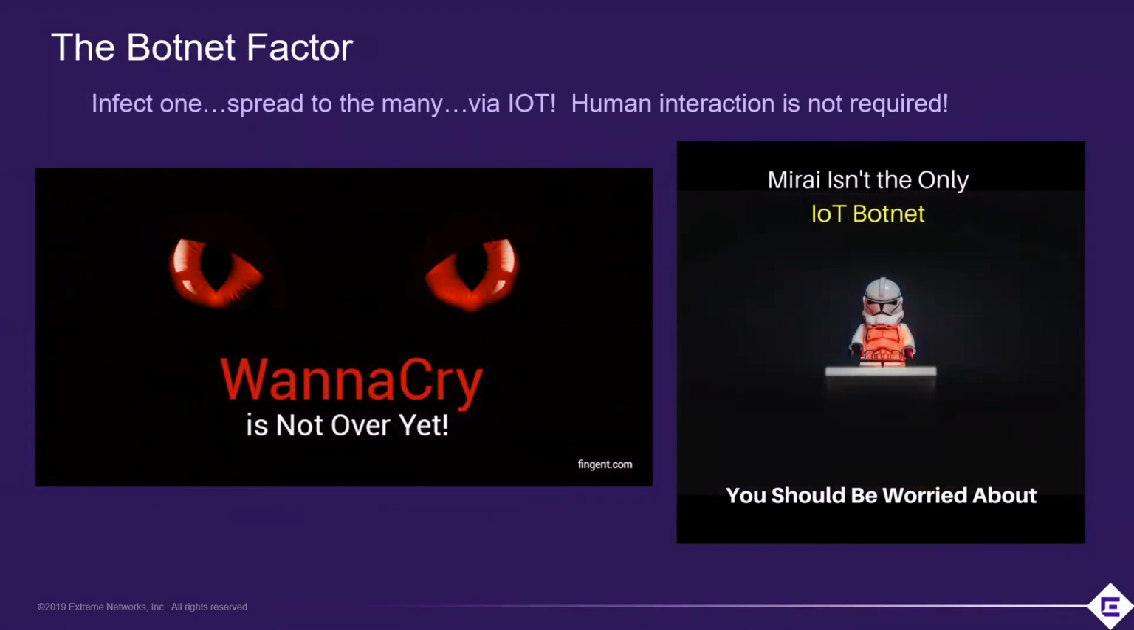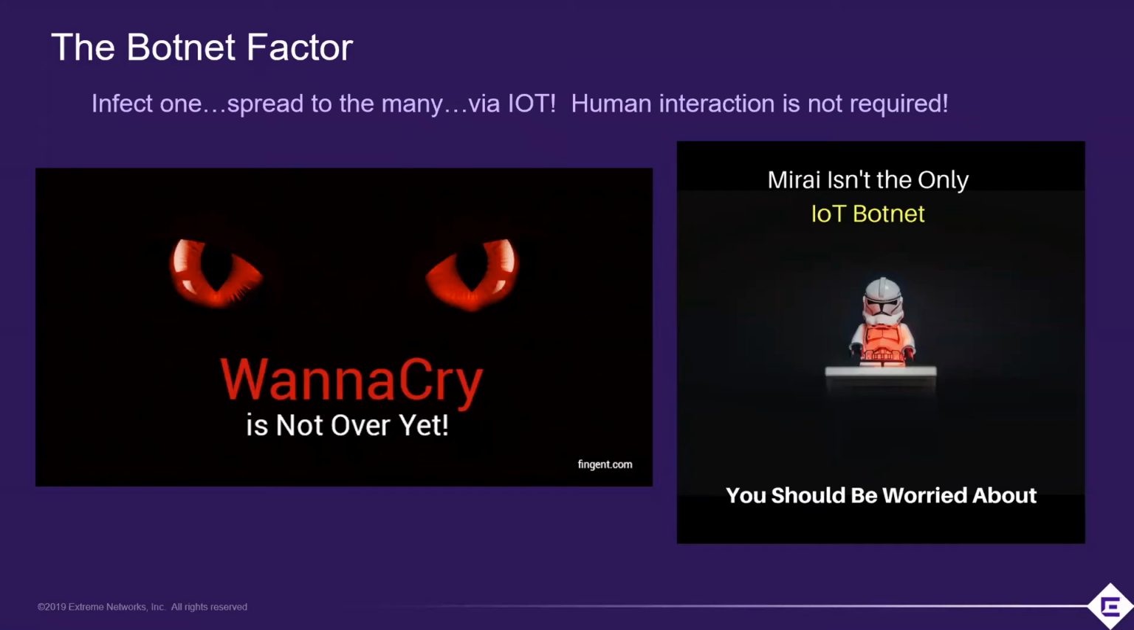Now, the botnet factor. Again, I said WannaCry is not over yet. It is not something that has passed. It actually is being morphed and will morph, just like all malware in the future. Mirai is also not the only botnet you should be worried about. But I'm going to focus on these two here because it's an interesting phenomenon.